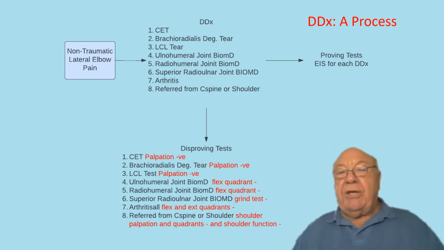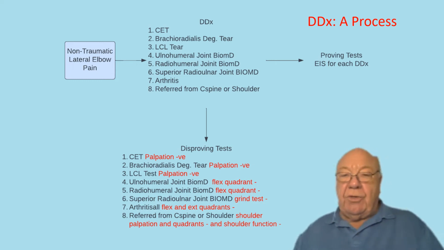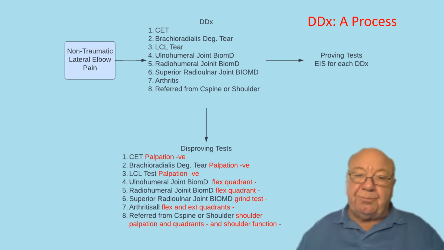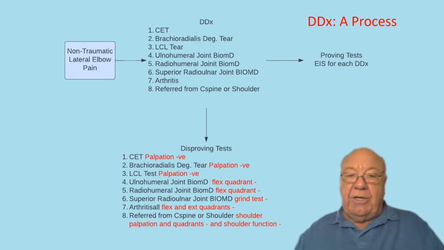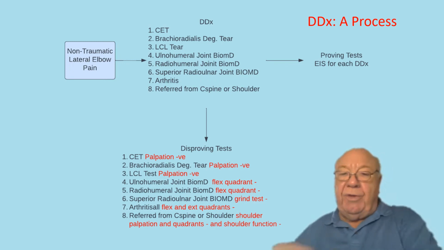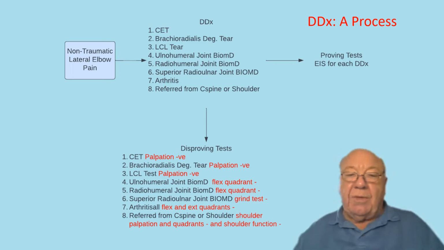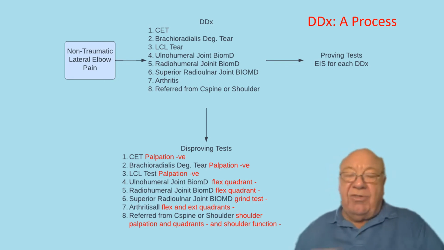So basically your proving test will be the things that you would expect to see positive if those conditions are present. Essentially, if you're doing script focused hypothetical inference, that would be the essential illness script for that condition. There's another way of doing it though that actually makes more sense. We've got the same 8 conditions listed, but now instead of trying to prove it with the EIS, we disprove it. For example, we know that if you've got a tendinosis, the tendon has to be tender.